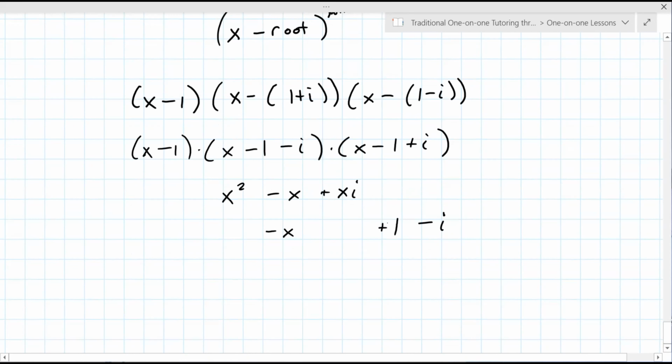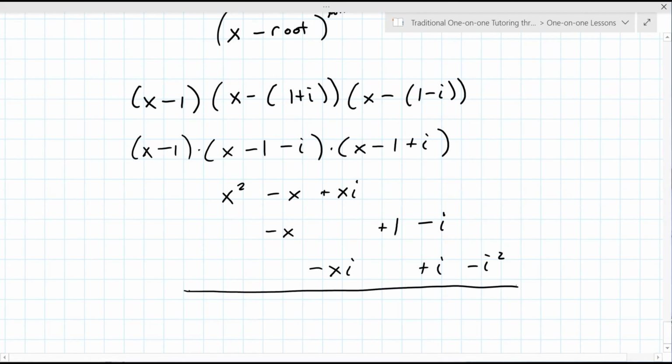What I'm doing here is lining up like terms. And you can see that 1 is not a like term to these other things. The i isn't a like term because this is xi. And the next time, when we do the minus 1 times each of these, we'll get more like terms. So minus xi plus i minus i squared. If you've done this correctly, all the i's should go away. It's a built-in check.